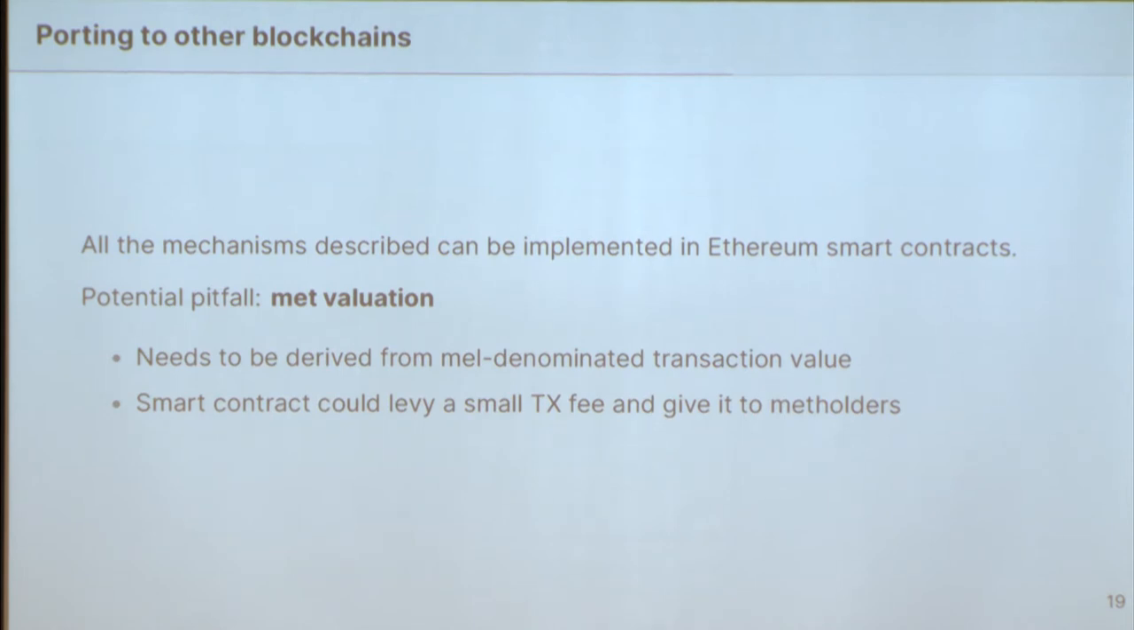One potential pitfall is that you do have to have an independent valuation for the MET. You can't just have the MET be used to back mails. That would be like Seigniorage Shares, which is very hard to stabilize. The key about Melmint is that the METs are actually independently valuable equity capital in the transaction volume, in the transaction fees of the system. So one thing you might want to do is to levy an extra transaction fee and give it to MET holders.